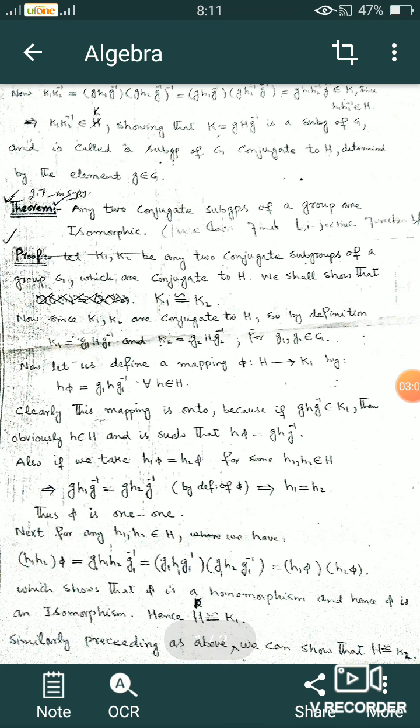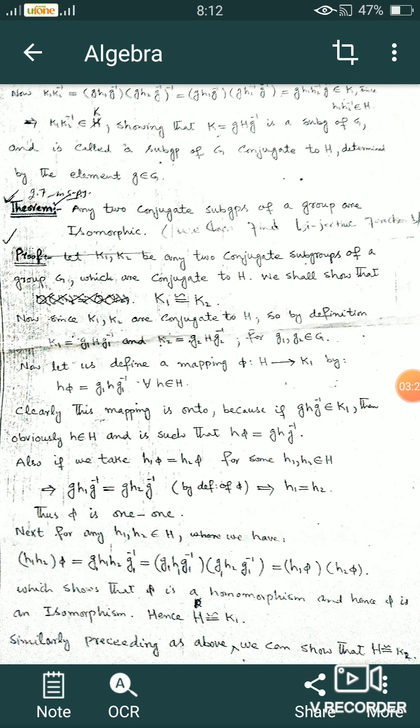Also, if we take h1 phi is equal to h2 phi, it means that images are the same for some h1, h2 belonging to H. This implies that gh1g inverse is equal to gh2g inverse by definition of phi. Using the left and right cancellation property, this implies that h1 is equal to h2. Thus phi is one-one.